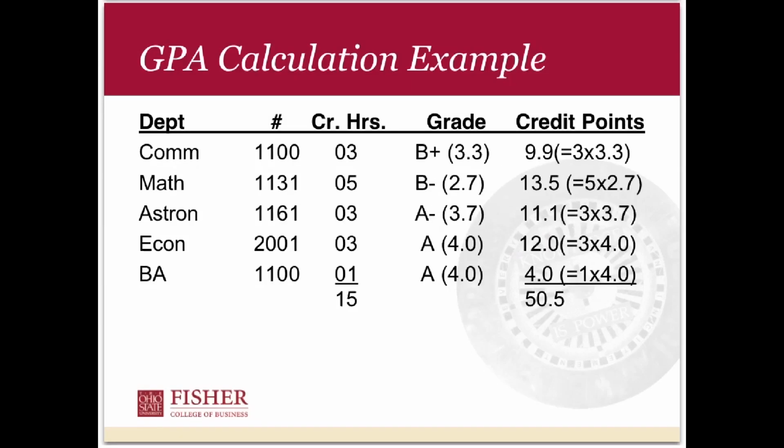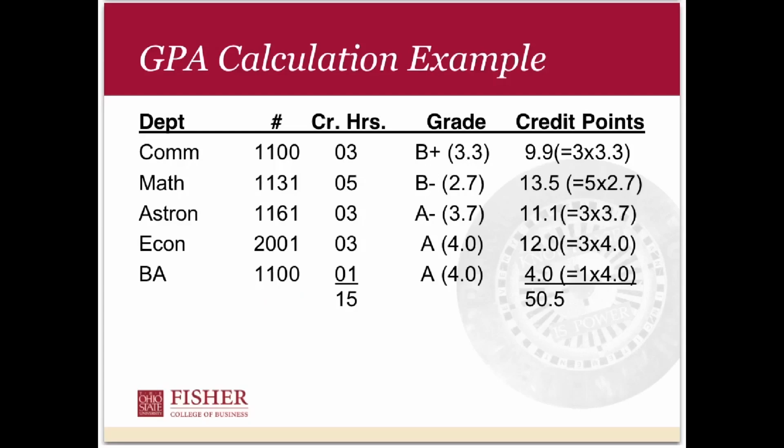Next, you want to calculate the total credit hours and credit points for this student. First, to calculate credit hours, simply add up the total number of credit hours this student took this semester. You'll see this student took 15 credit hours of coursework. To calculate the total number of credit points for this semester, you must multiply the assigned point value by the credit hours for each class.